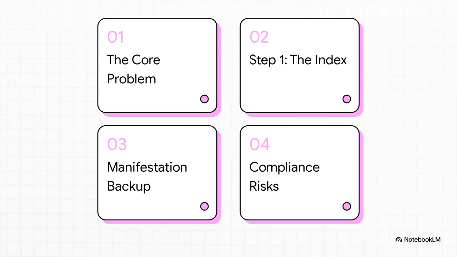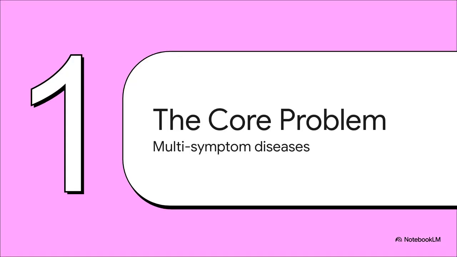Okay, let's dive into our syllabus so we can get right to the point. We'll start by tackling the core problem of coding syndromes. Next, we're going to break down the two-step protocol. Step 1 is the index, and Step 2 is our manifestation backup method. Finally, we'll wrap the whole thing up by looking at the compliance risks and audit traps that catch so many coders off guard. All right, kicking things off with Section 1, the core problem when dealing with multi-symptom diseases.